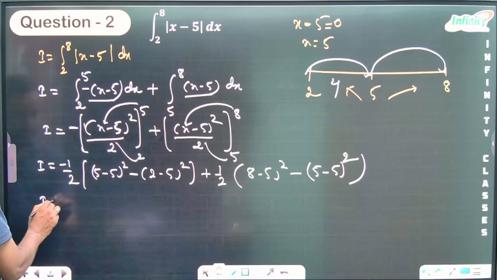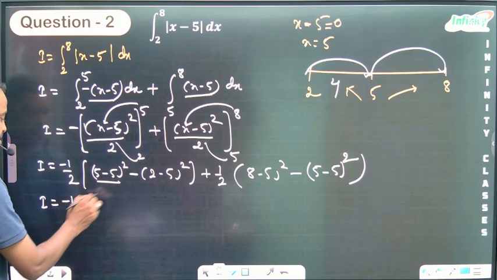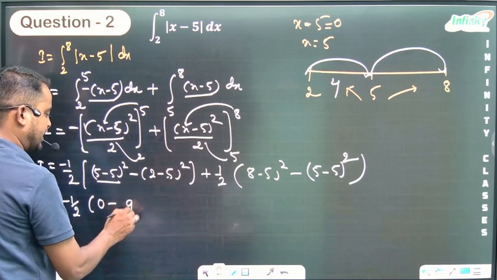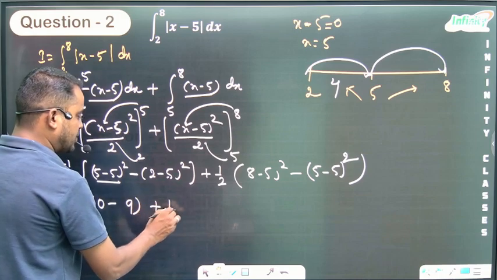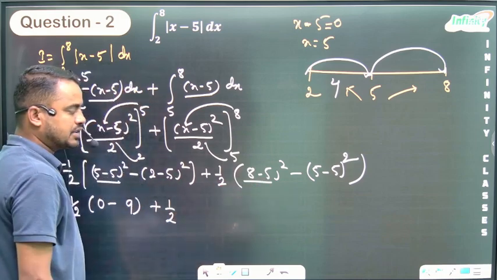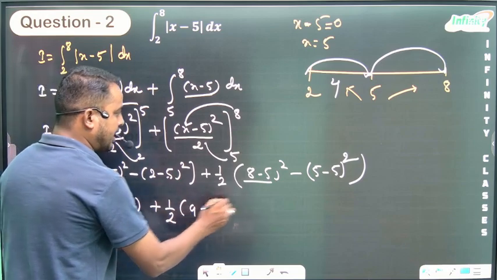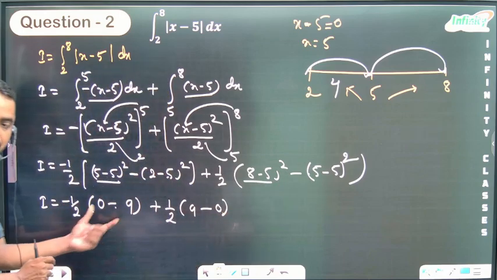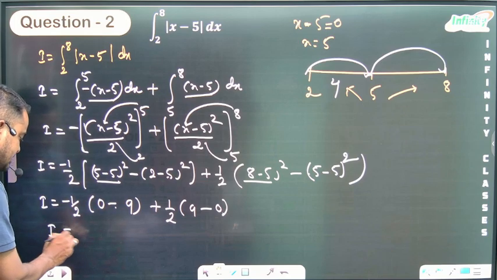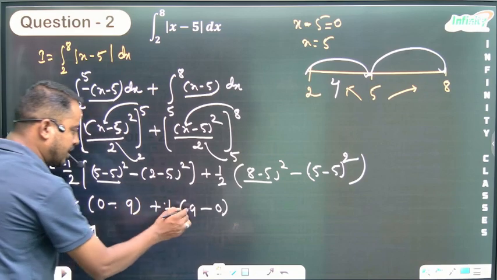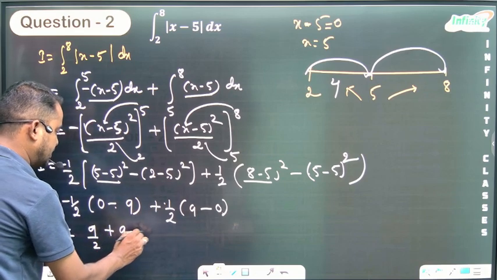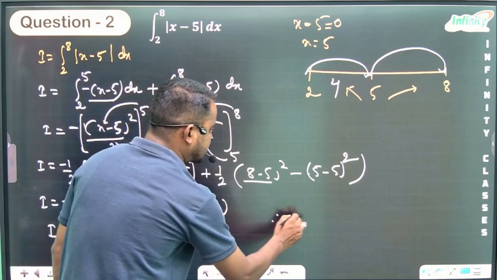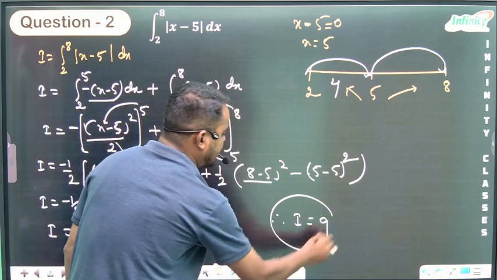Now this I is equal to minus 1 by 2 as it is. 5 minus 5 is 0, minus 2 minus 5 is minus 3, minus 3 square is 9, plus 1 by 2, 8 minus 5 is 3. 3 square is 9, minus 5 minus 5 is 0. So minus into minus, 0 minus 9 means minus 9, minus into minus plus 9, that is 9 by 2 plus 1 into 9, 9 by 2, that is equal to 18 by 2. 2 ones are 2, 2 nines are 18. Therefore the final answer I is equal to 9.